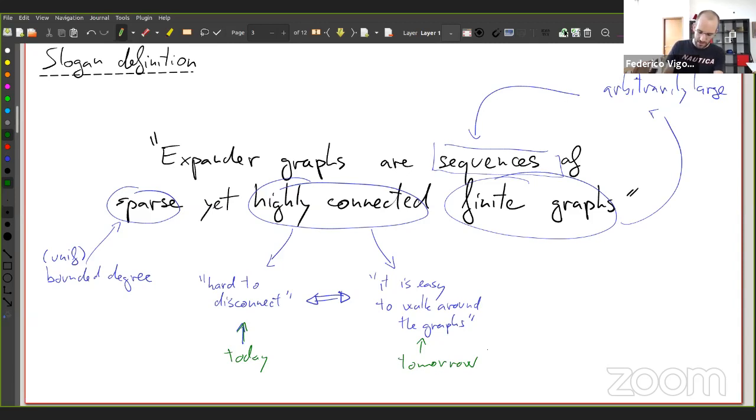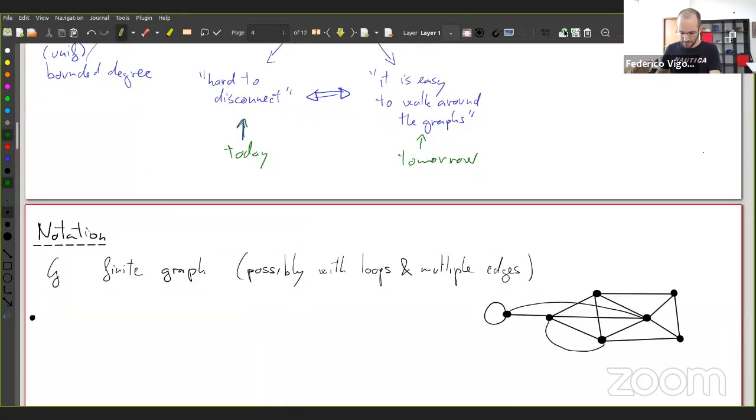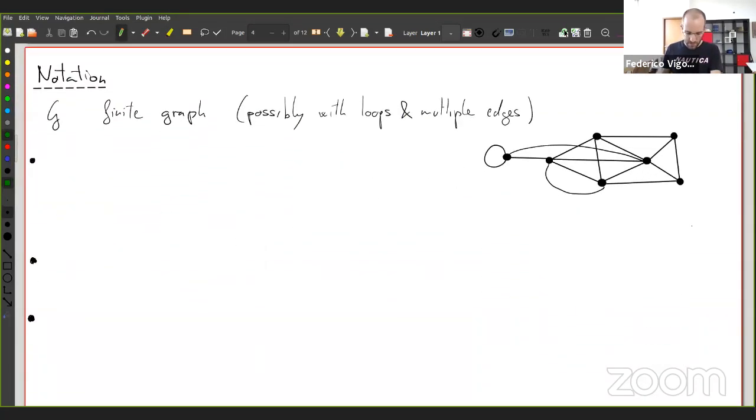Okay, so now that we've done a little bit of introduction, we can actually start with some definitions and notation. G, calligraphic G, will always be a finite graph, and it will usually be connected. And we are fine with loops and multiple edges. We don't really care very much. Here you can see a typical graph.